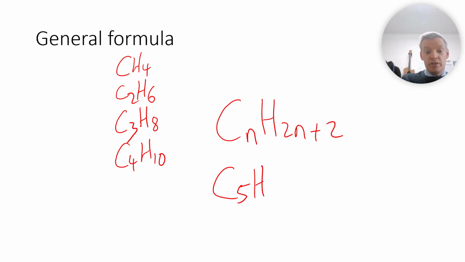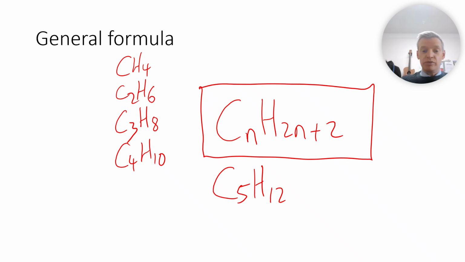So what's 2 times n? 2 times 5 is 10, plus 2 is 12. And if you have to look back, that is the molecular formula for pentane. And you can use this formula to work out the molecular formula for any alkane. So it will always be CnH2n+2. So all alkanes follow this general formula.